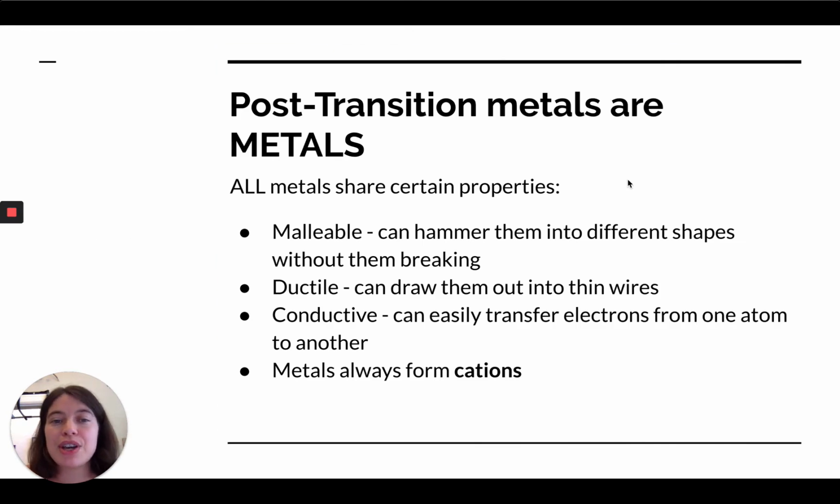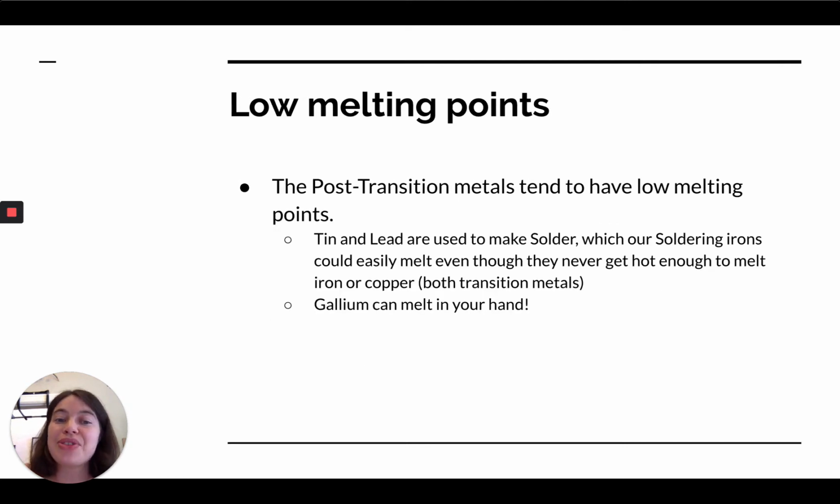Now the first thing to note about the post-transition metals is that they're metals, and like all metals, they're going to share certain properties. They are malleable, which means you can hammer them to different shapes without them breaking. They're ductile, they're conductive, and they always form cations. Now, the thing that makes the post-transition metals special is that they tend to have really low melting points.